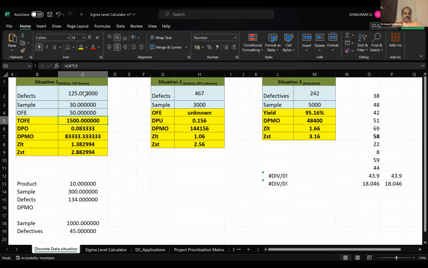Now, can you see the DPMO? 83,333. Can you see the sigma level? 2.88. Your job of doing all the calculation is made simple by using the template. But definitely once you are comfortable with all the concepts, you can make your own template also. You can start looking at the formula and everything later on. Right now, use the template, and then you can handle the situation.